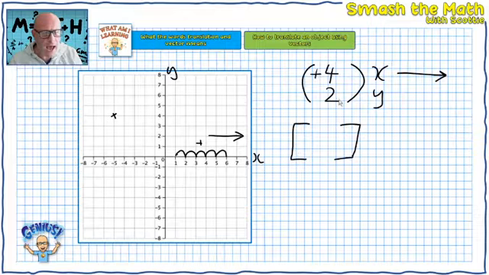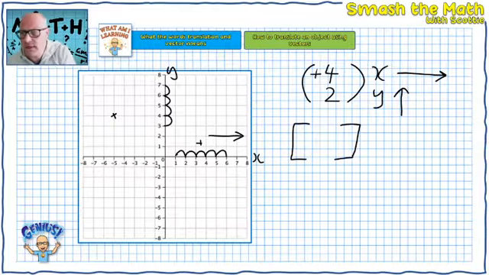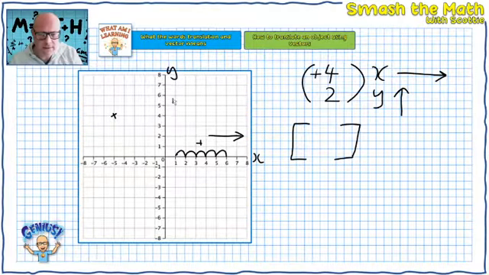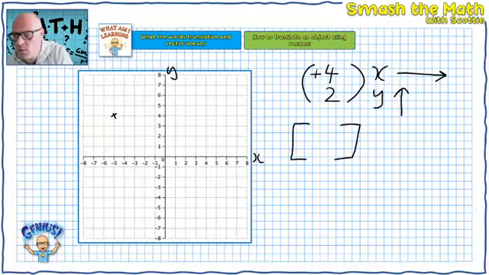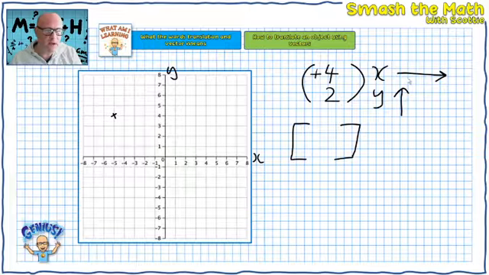And the bottom number tells us how to move it in the y. Because this is positive, we're going to move up. And again, that makes sense, because every time I add 1 on the graph, I'm going up. Okay, so let's just get rid of that. A good tip is always to write x and y next to your vector and then work out whether you've got to go right or left or up or down. I'll explain the left and down bit in a second.